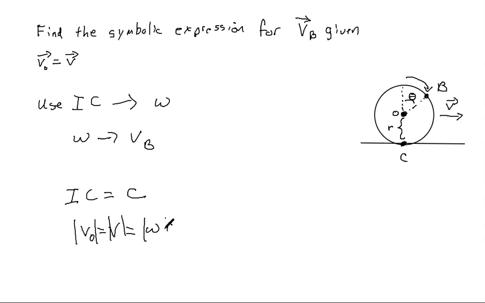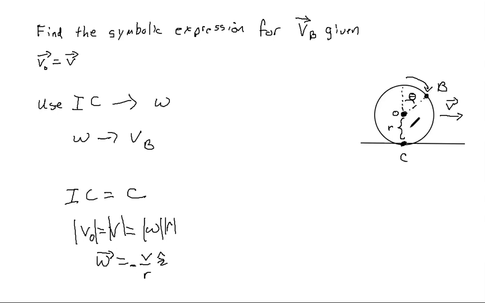And from the diagram, I see that omega should be negative. So I'm going to get that omega equals minus V over R, and it would always point in the z hat direction. So I'm going to rewrite everything with vector notation. That's what I find.